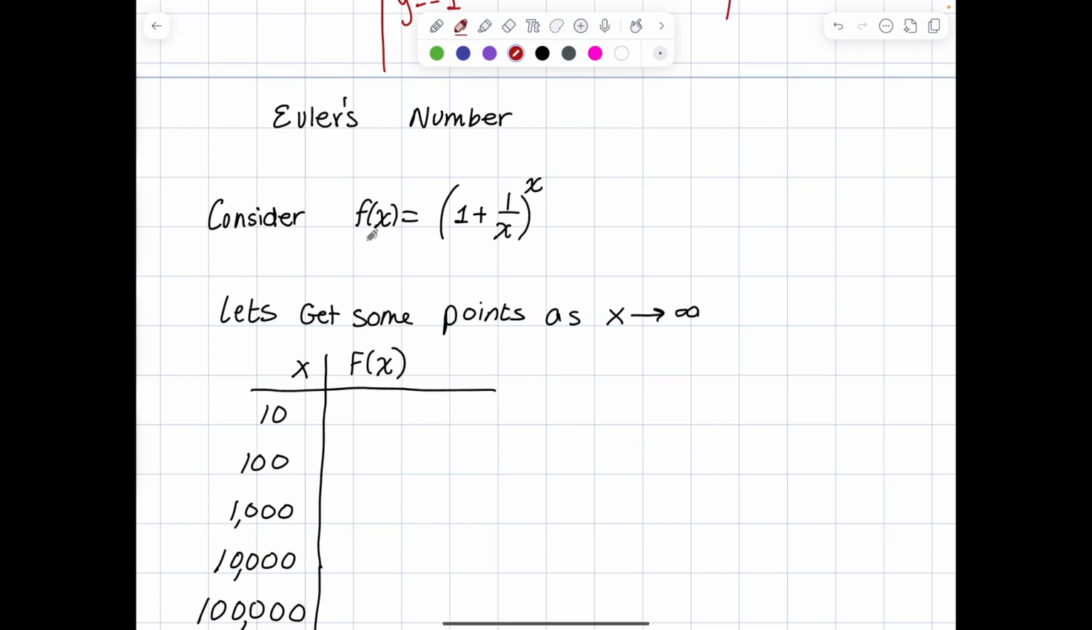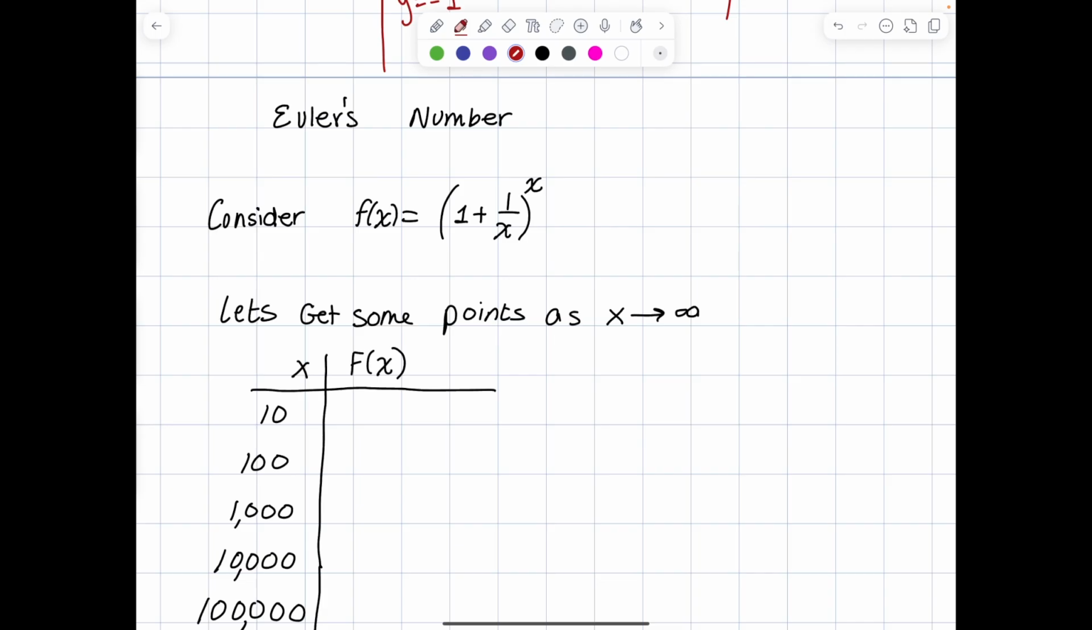So consider this exponential function that we have here, 1 plus 1 over x, all of that raised to the x power. So I want to make a table of values for this and just see what's going on, and see if anything happens when I start to plug in infinitely large numbers for these different values. So let's calculate. Let's plug in 10 for x and see what we get.